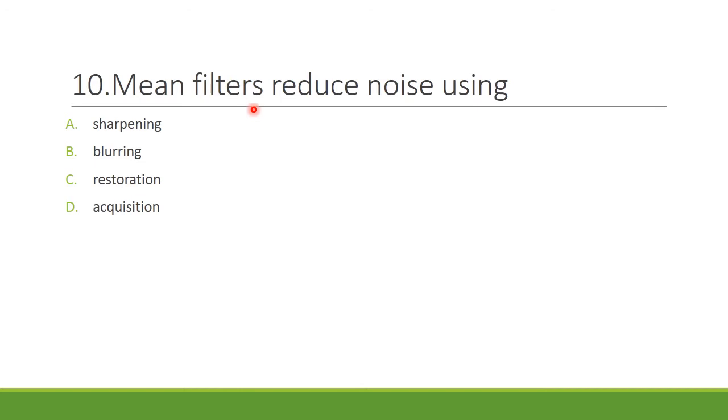Next question. Mean filters reduce noise using option A sharpening, option B blurring, option C restoration, option D acquisition. So mean filters reduce noise using blurring. So option B is the right answer.